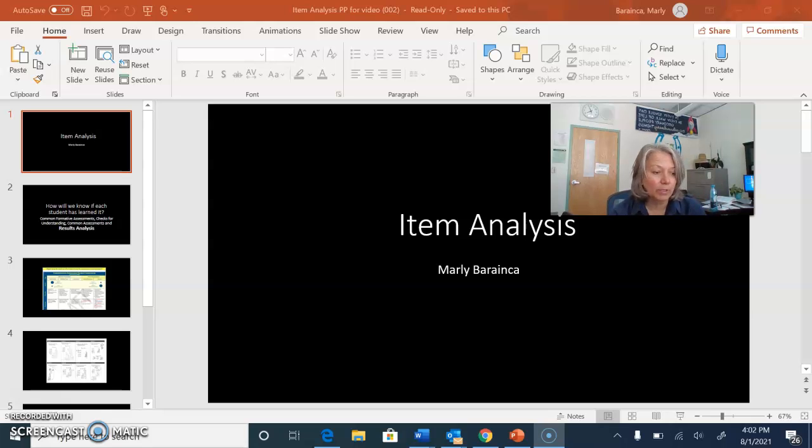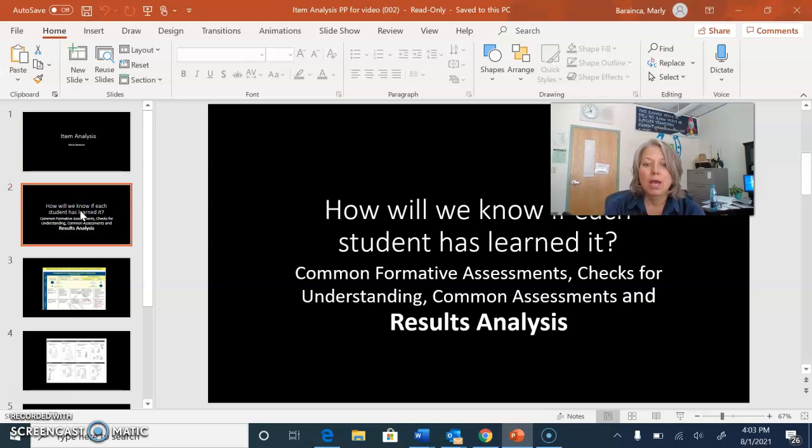In the 21-22 school year, PLC teams will be creating common assessments and then evaluating the results of those assessments is the item analysis that I am going to review today. We use this item analysis to answer two very important PLC questions. First, how will we know if each student has learned what we want them to learn?